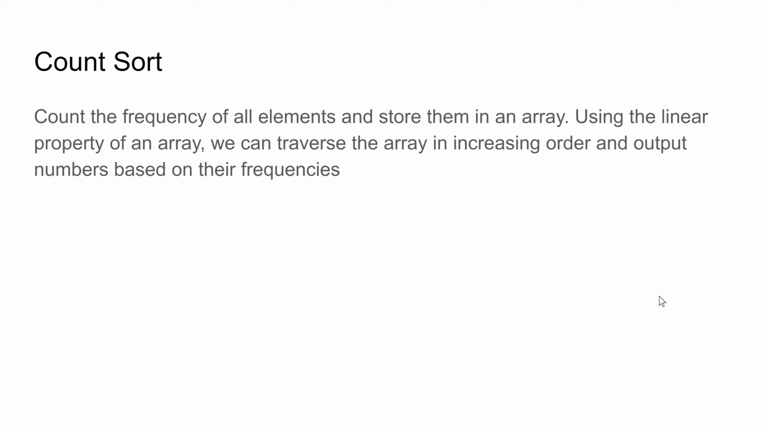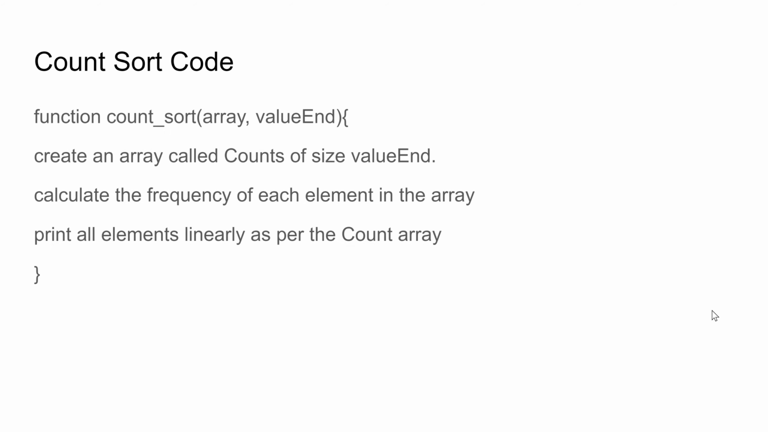Count sort. Count the frequency of all elements and then store them in an array using the linear property of an array. We can traverse the array in increasing order and output numbers based on their frequencies. Here's the code for count sort. Create an array called count of size max value and calculate the frequency of each element in the array. Print all elements linearly as per count.